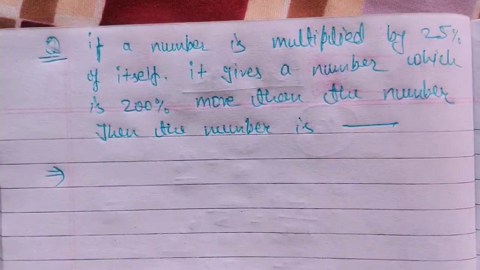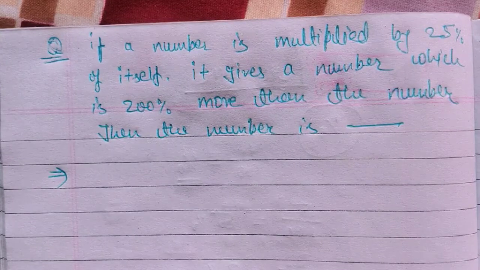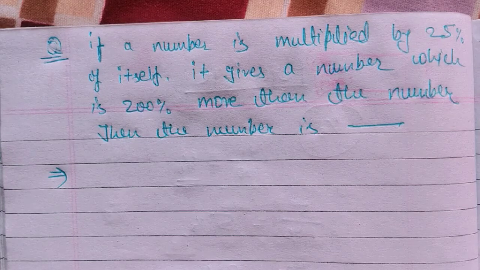So this is the first question. If a number is multiplied by 25% of itself, it gives a number which is 200% more than the number is.